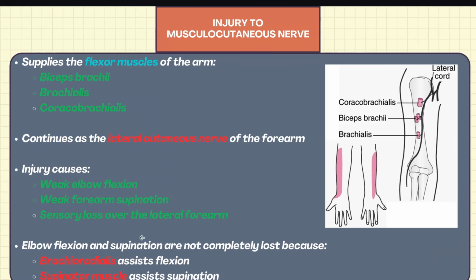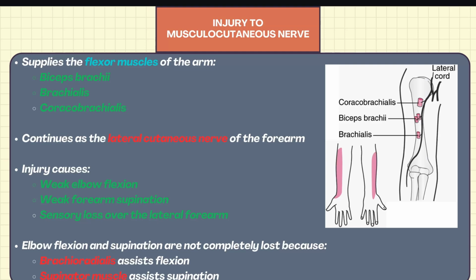Now, coming to injury to your musculocutaneous nerve. Your musculocutaneous nerve is going to supply the flexors of the arm. And what are the flexors of the arm? You have the biceps brachii, brachialis, and your coracobrachialis. Now, the musculocutaneous nerve is later going to continue as the lateral cutaneous nerve of the forearm.